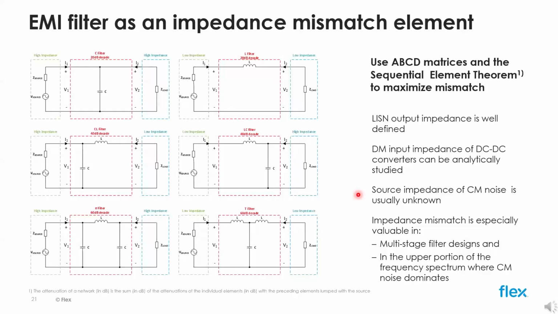ABCD matrices and the sequential element theorem are really valuable here. ABCD matrices are describing the relationship between the input and output parameters of a single two-port network or of cascaded networks. The sequential element theorem determines the attenuation of a series of cascaded two-port networks by summing in the logarithmic space in dB the attenuations of individual elements with the preceding elements lumped with the source. The individual contribution to insertion loss of each element in the chain is easily determined and can be optimized.